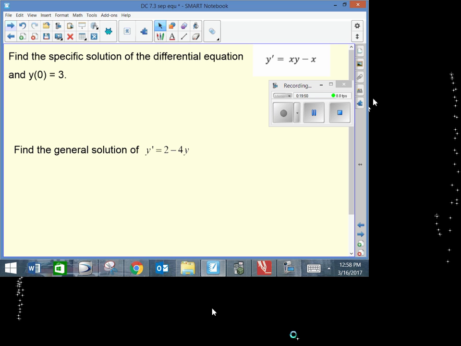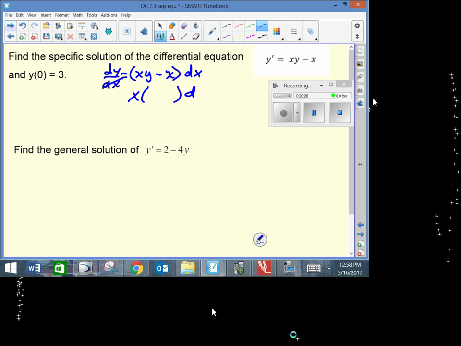y prime equals xy minus x. Okay. We want dy/dx equals xy minus x. Okay, well, this has to go together. Now, how do we get that single y out of there? Divide. You can take the x's out and make that. So take the x out, and what's left? There you go. Good job, Megan.